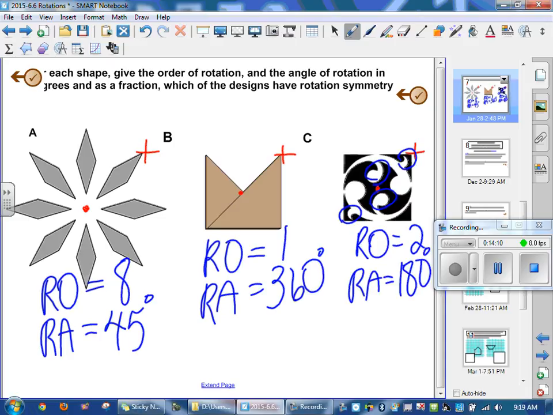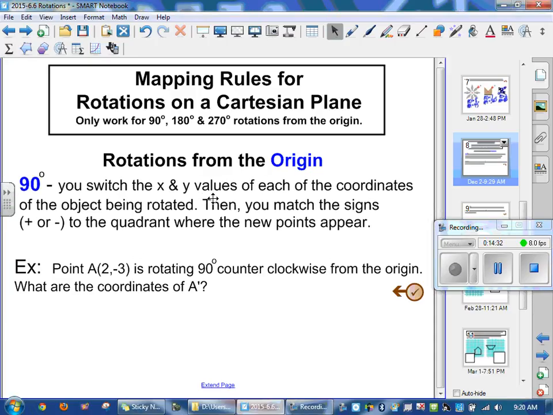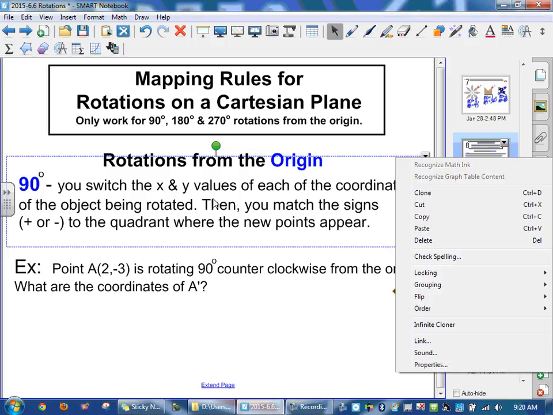Mapping rules. What if you're not given a diagram? This is where you have to actually know what to do with the digits. It tells us, if it's going 90 degrees, doesn't matter which way, clockwise or counterclockwise, you switch the x and y values, no matter what, regardless of whether they are on the left or right, going clockwise or counterclockwise. You always switch the x and y numbers.